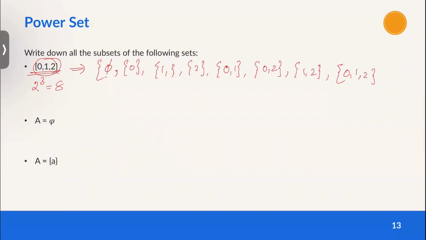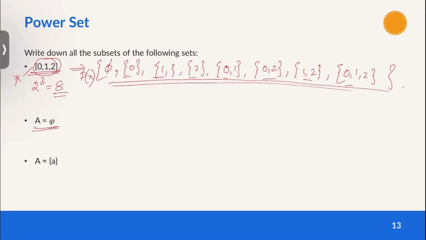How many have we written? 1 2 3 4 5 6 7 8. All written. So it has 8 elements, and these are the elements of the power set. If this is the set X, then P of X will be given by this set. This is the power set of the set X.